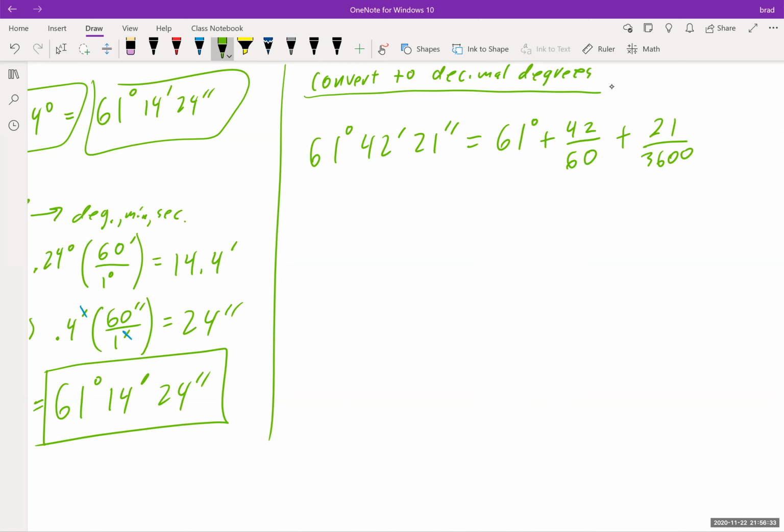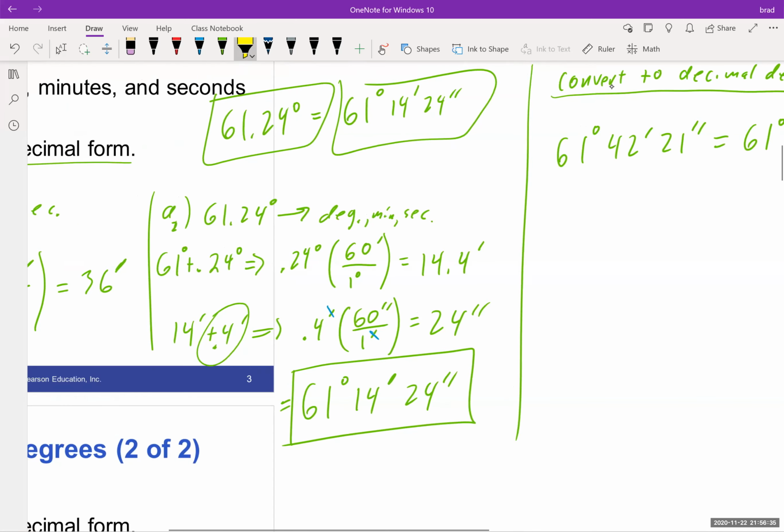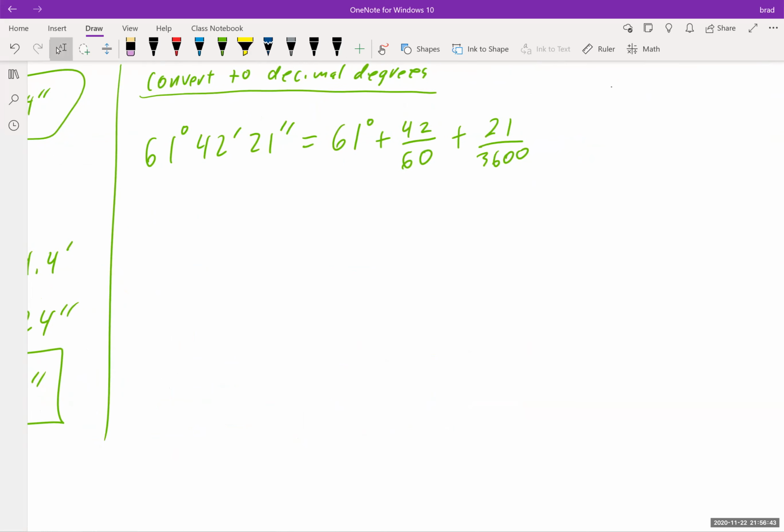Now, the reason is, since I already showed you this part right here, right? We're multiplying by 60 and then we're multiplying by 60 again. Well, that means when we come over here, when we go the other way, we have to divide by 60 for the minutes, and then we have to divide by 60 times 60, which is 3,600. Remember, 60 times 60 is 3,600. So that's where I got this guy from right here, okay?